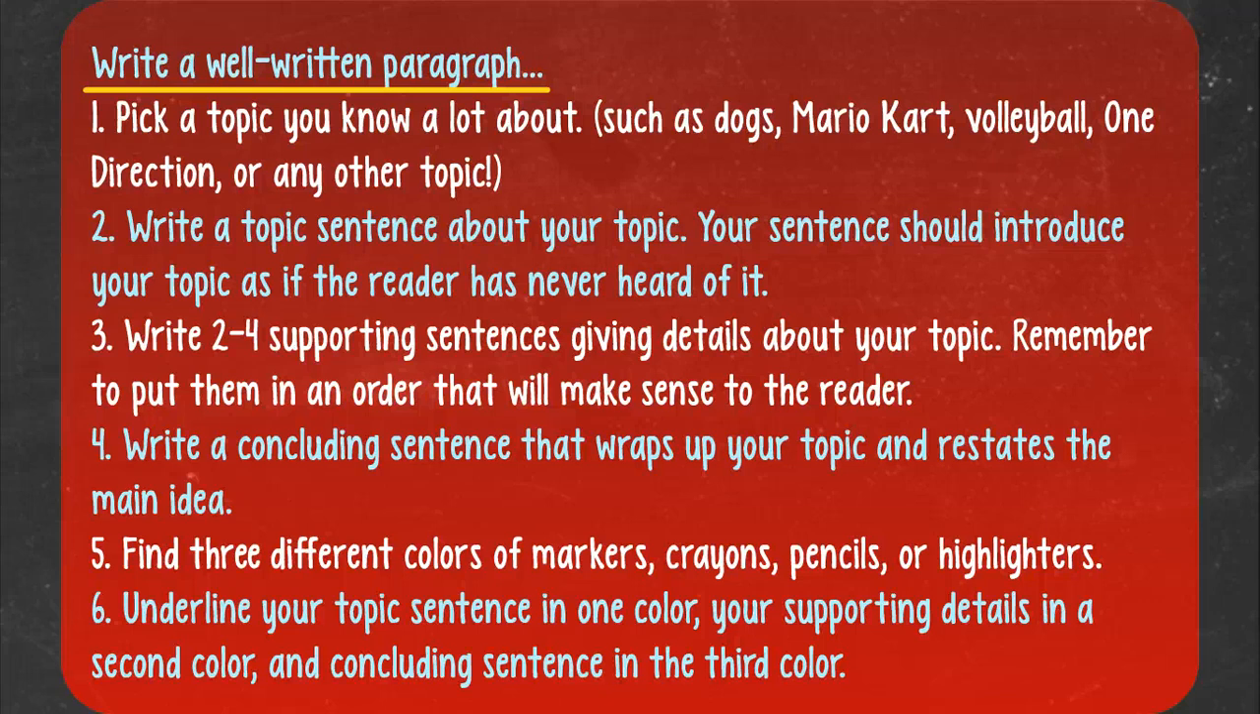Okay. Once you've got your paragraph, then you need to do some color coding. So you need to track down 3 different colors of marker or crayon or pencil or highlighter or a mixture of everything, but you need 3 separate different writing utensils to underline with. So if you can find a crayon and a pencil and a highlighter, that works totally fine as long as they're 3 separate colors. So I want you to underline your topic sentence in one color. Then I want you to underline all of your supporting details in a second color. And then I want you to underline your concluding sentence in a third color. Right? So you should have 3 different colors on your paper.